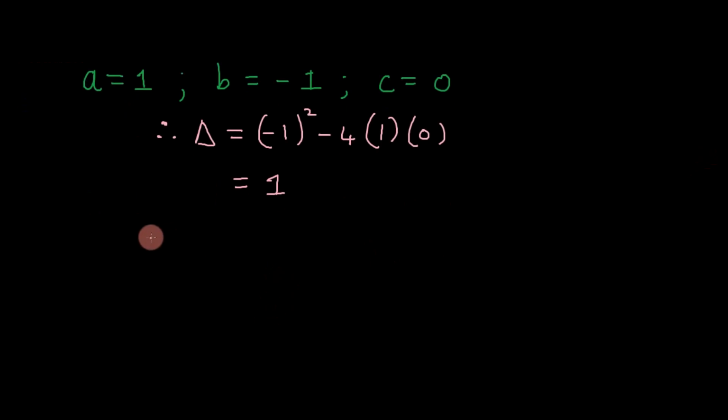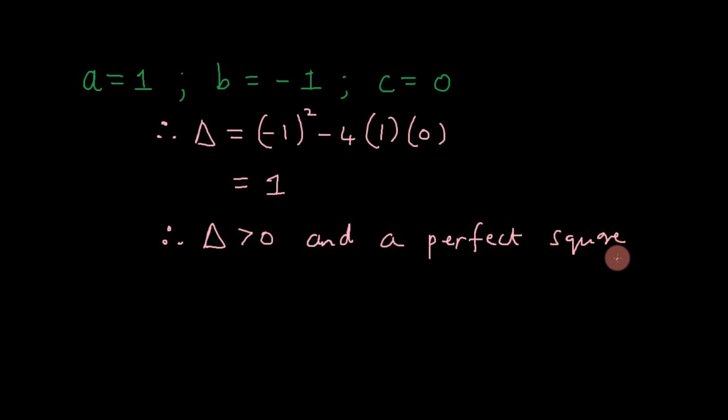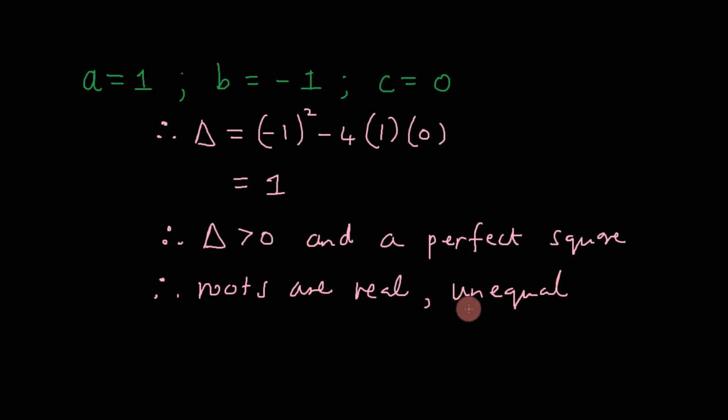So we can see that delta is greater than 0. So greater than 0, and also a perfect square. And we can write down the nature of the roots. So the roots are, firstly, real, since delta is greater than 0. It's unequal. So the roots are unequal because delta isn't equal to 0. And because delta is a perfect square, the roots are also rational. So the roots are real, unequal, and rational.